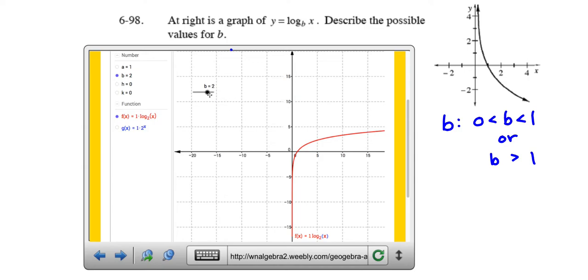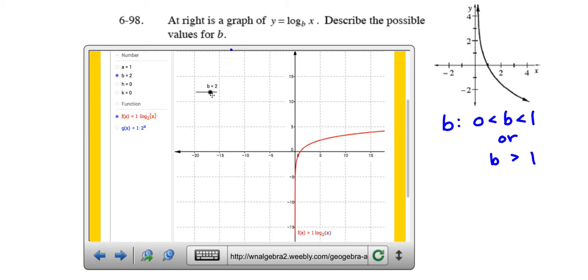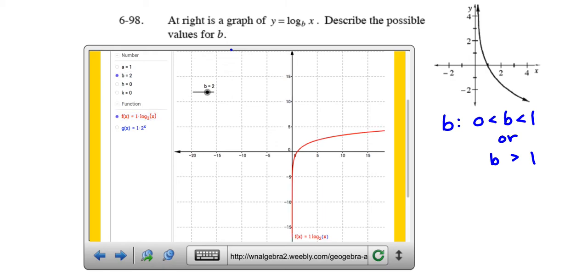So as I take my slider and look at my value of b, and you can see the equation down here, if I increase my value of b and make it greater, you notice it still looks the same. It's just becoming a tighter curve.